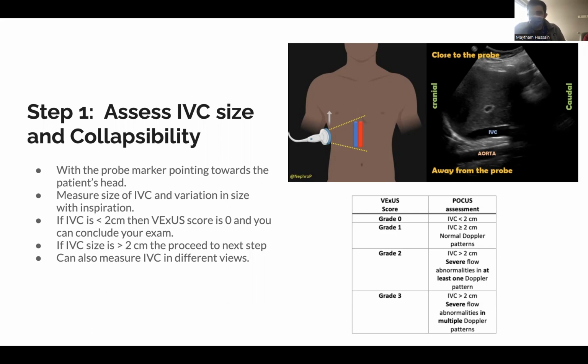But again, as we know, in medicine, not everything is black and white. Sometimes you might take into consideration the overall size of the patient, whether an IVC, let's say, of 1.8 centimeters would be considered dilated in this patient. The initial VExUS score doesn't take into account whether the vein is collapsible or not. So you might want to take that into account as well before deciding on proceeding to the next steps or not.